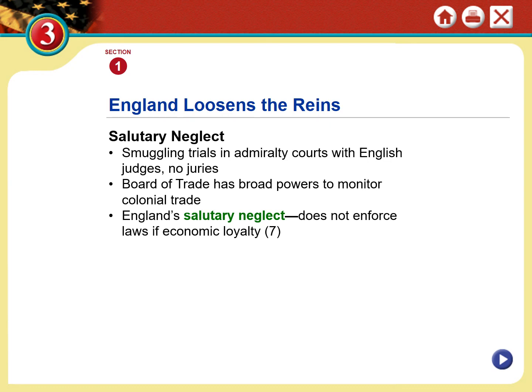Yet England did promise that they would not enforce these laws as long as whoever was involved in this smuggling operation was economically loyal to England. So as long as it wasn't hurting their bottom line, the colonies were essentially free to do their own thing. So what England was asserting is that we are not going to try to control these colonies politically. We just need to ensure that we're making our money off of them because it was a significant investment. And that's called salutary neglect.